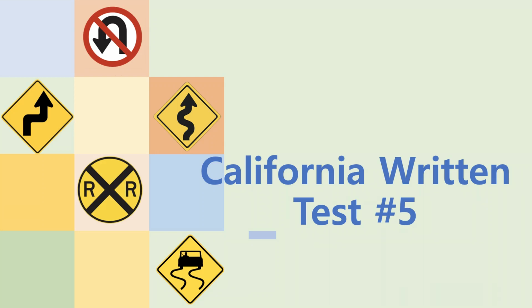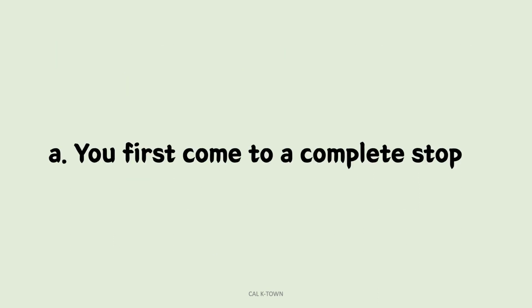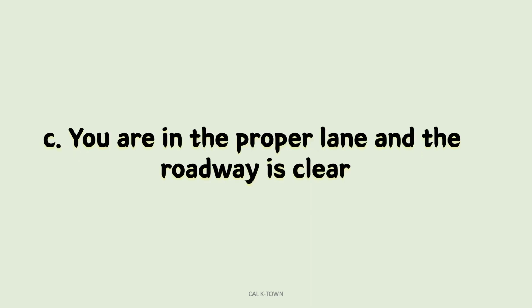California Written Test 5. 1. At a red traffic light with a green arrow, you may proceed in the direction of the arrow if: A. You first come to a complete stop. B. You wait until the light changes. C. You are in the proper lane and the roadway is clear.